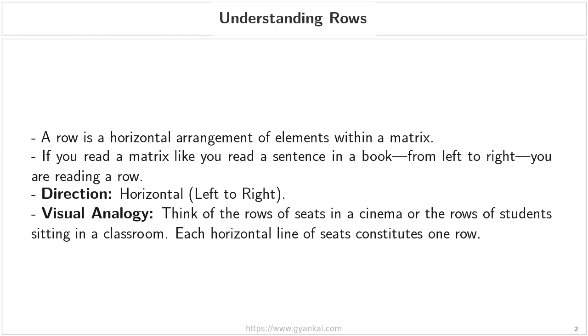If you find this concept a bit abstract, consider a real-world analogy. Think of the rows of seats in a cinema or the way students are seated in a classroom. Each horizontal line of seats constitutes one single row. This is exactly how we identify rows within a mathematical matrix. Once you are comfortable with this horizontal structure, we will move on to the next slide to discuss the vertical dimension, which we call columns.